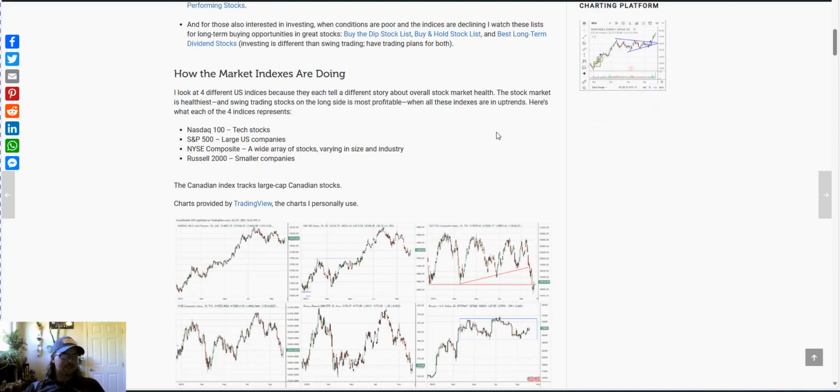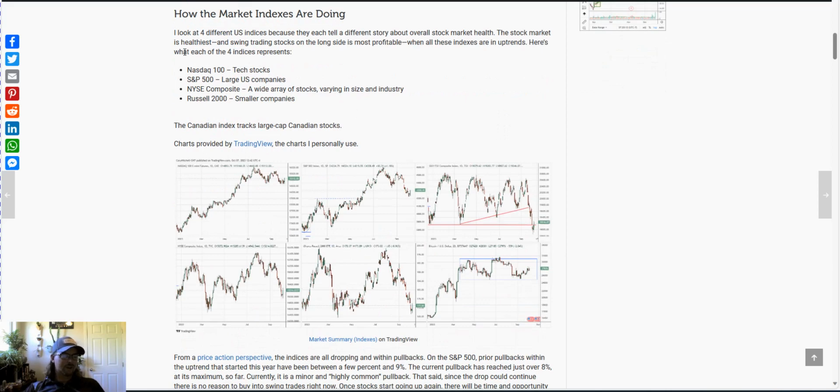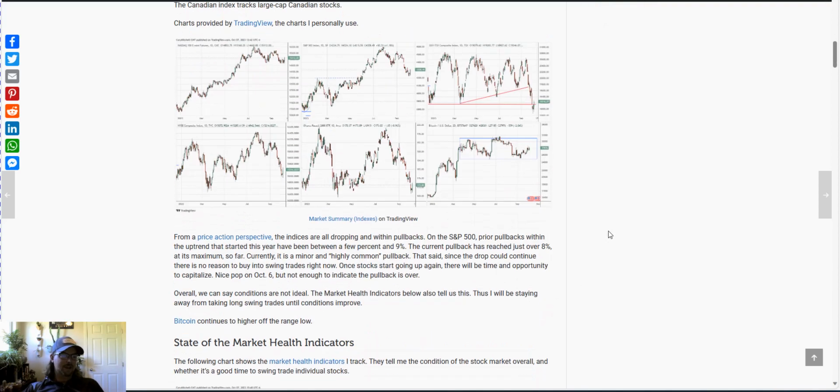How the indices are doing. So I look at four different indices: the NASDAQ, which is tech stocks, S&P 500, which is large cap, and then the NYSE Composite, a very wide array of stocks from all industries, very different sizes of companies, and the Russell 2000, which is smaller companies. And then I also have just thrown on a couple other charts, the Canadian index and Bitcoin.